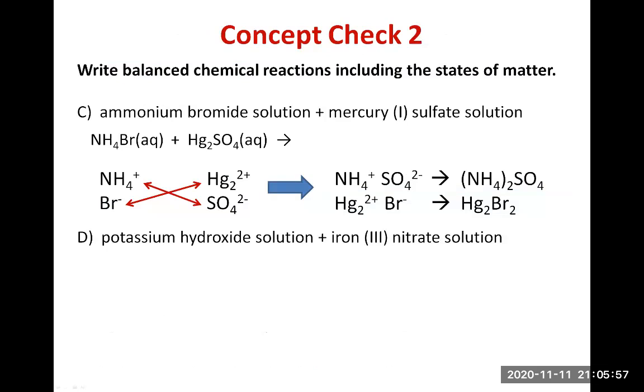So here we said (NH4)2SO4 is soluble. It's an aqueous solution. And then Hg2Br2 is solid. It's insoluble. So that's a precipitation reaction again here. We have formation of a solid.